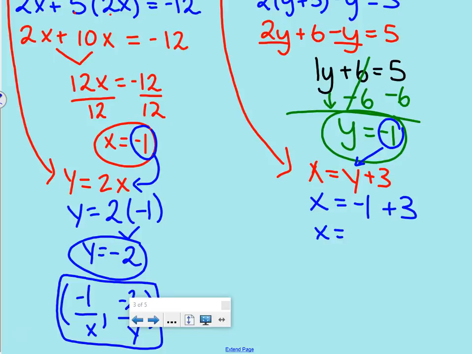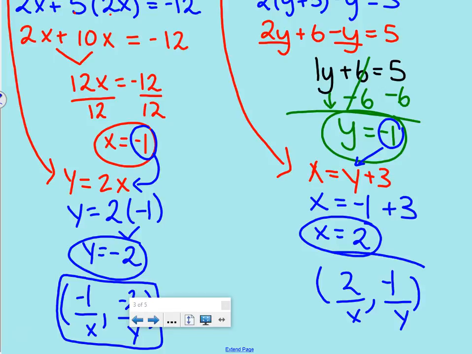x equals negative 1 plus 3, which is 2. Write your answer as an ordered pair. It's got to be an ordered pair. x is 2, y is negative 1.